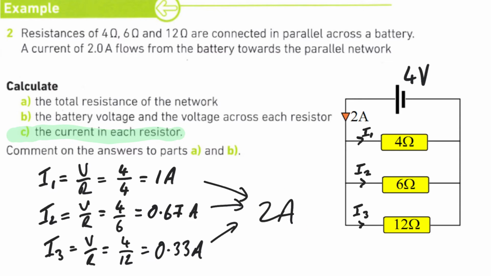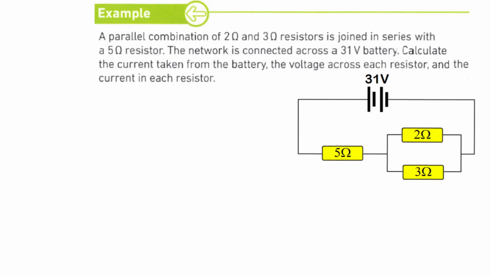A parallel combination of 2 ohms and 3 ohm resistors is joined in series with a 5 ohm resistor. The network is connected across a 31-volt battery. Calculate the current taken from the battery and the voltage across each resistor and the current in each resistor. So this is a combination circuit. It has a series bit and a parallel bit.